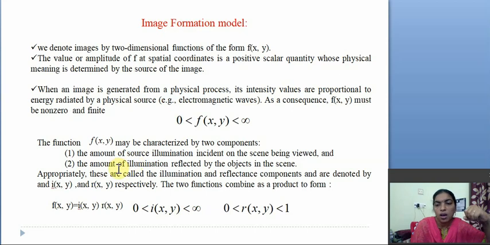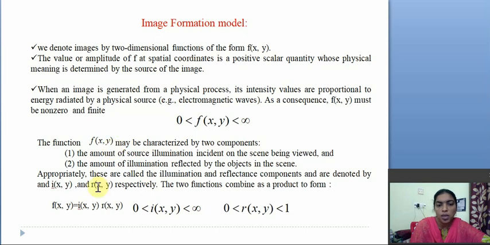Another one is the amount of illumination reflected by the objects in the scene. That means the object reflects the particular signal. The object absorbs some signal and gives some signal, so that is nothing but the reflected signal. So the amount of illumination reflected by the objects in the scene. That means f of x comma y depends on these two. How much light energy is falling on the object, and how much light energy is reflected from the object.